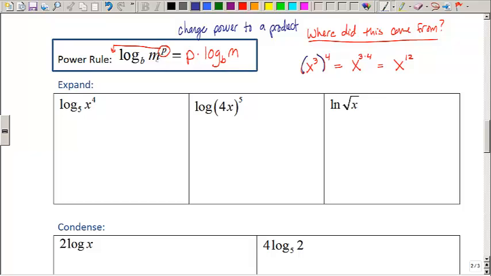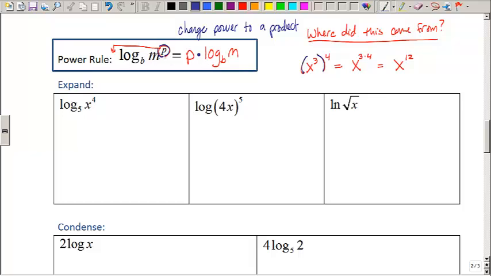Let's see what that does over here. We have log base b of m to the p, which was a power. P was a power. When I moved it down to the front, it became a product. So it changed a power to a product. I know that's a little bit harder for students to see that it kind of came from that, but the power rule is still valid, and you can rewrite going forwards or backwards.